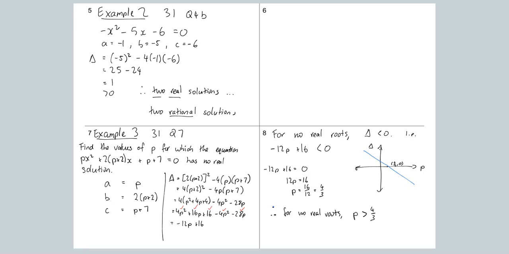If I was asked where would it have one real root, I'd say p is equal to 4/3. And if I said where does it have two real roots, I'd say p is less than 4/3, because that's when delta is greater than 0. So I'll leave it there. There are more complicated problems where you get an expression that's a quadratic instead of a linear one, and that's its own trickiness, but I'll put that in a separate video so this one isn't too long.